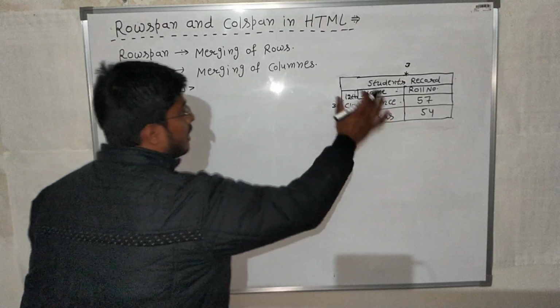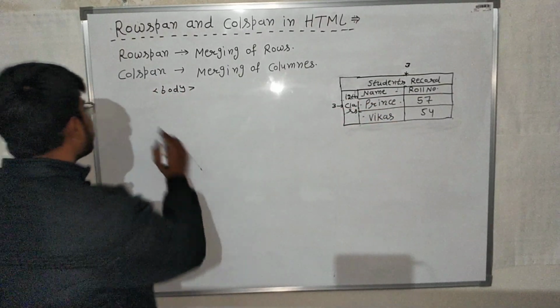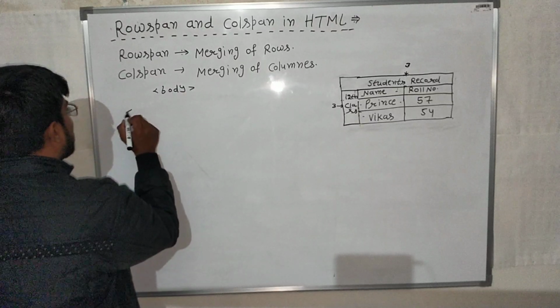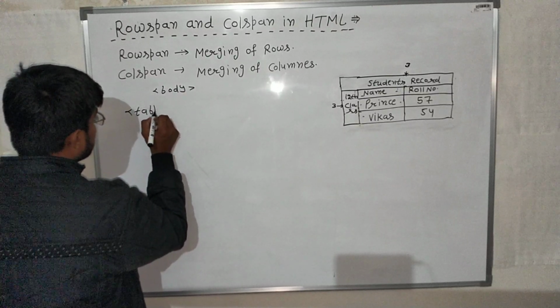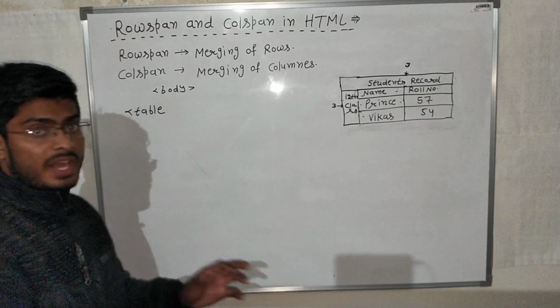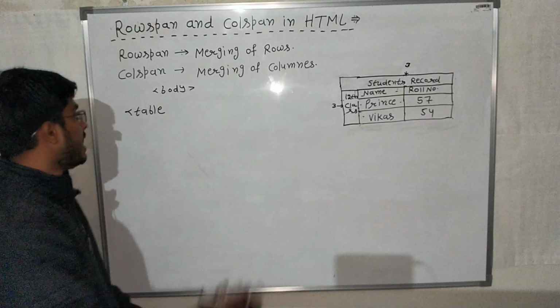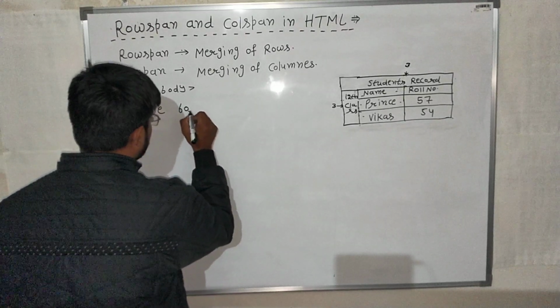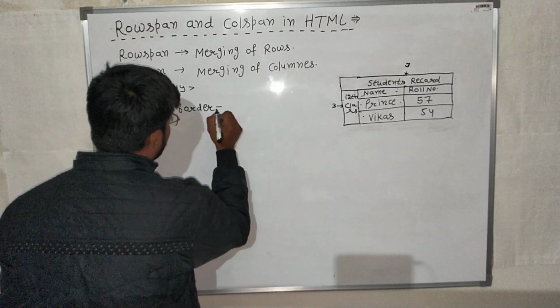Now what we have to do is make a table. So to make a table, we have to write the table tag. Why the table tag? Because we are going to make a table. Okay friends, and next is the border. Border is equal to 1.